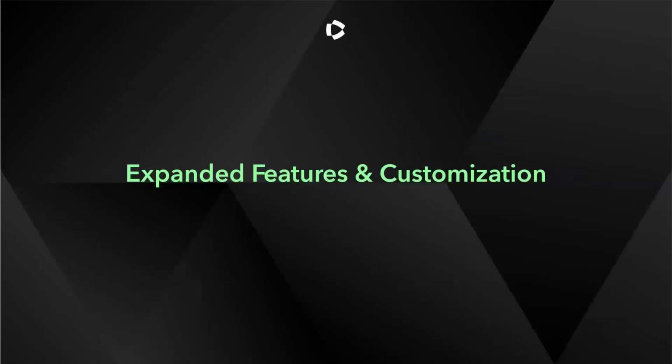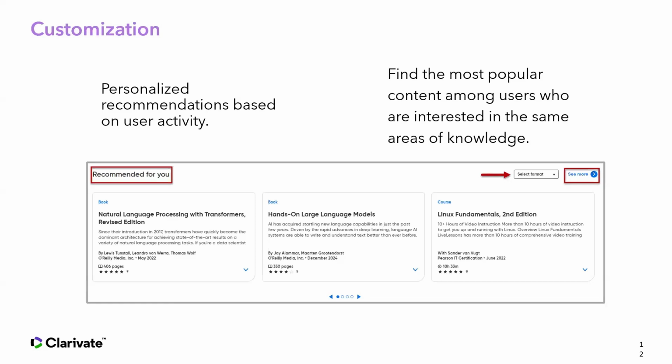So in terms of the expanded features and customization that have been added over the past few years, once you start using the database more and more, you will see it being customized for you. So you will see personalized recommendations based on your activity. So the more you start to use the platform, the more recommendations will be displayed on your home page. And you can find the most popular content among users who are interested in the same areas of knowledge that you may have been searching for or checking out yourself.